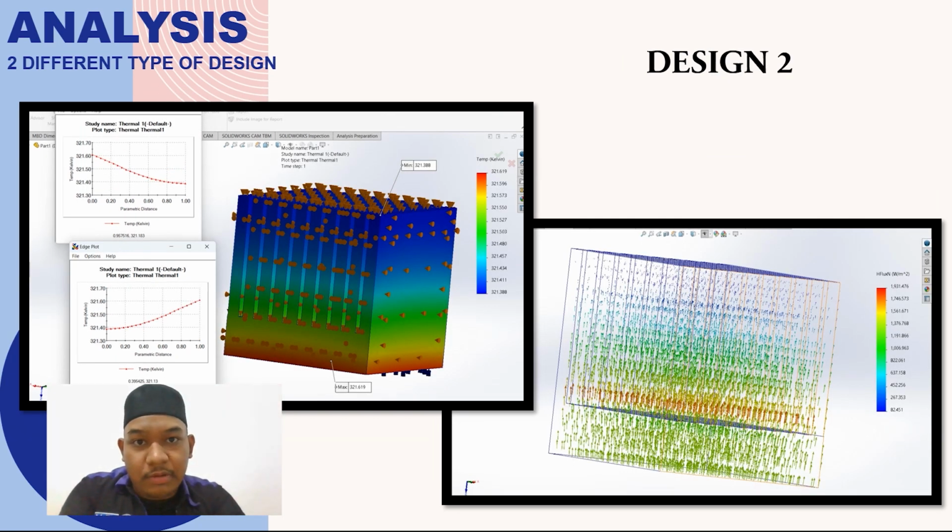Hello, my name is Naim, and I'm going to talk about the second design. Based on the simulation result, we observe a minimum temperature of 321 Kelvin and a maximum temperature of 321 Kelvin on the fin surface. This temperature value indicates the thermal performance of the fin under the given conditions. Each plot is a graphical representation that shows the temperature distribution along the edge of the fin. It provides insight into any potential temperature gradient or hotspot that may occur. By analyzing each plot, we can identify areas that require further optimization to ensure uniform heat transfer.